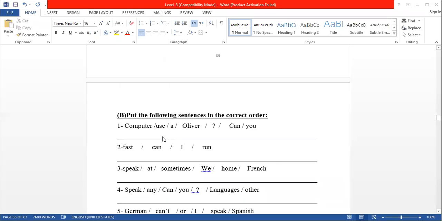Yes, number one. Computer use Oliver question mark can and you. Here we have a question mark. That means we are going to put this sentence in a question form. The answer, or the ordering of this sentence, will be in the form of a question.